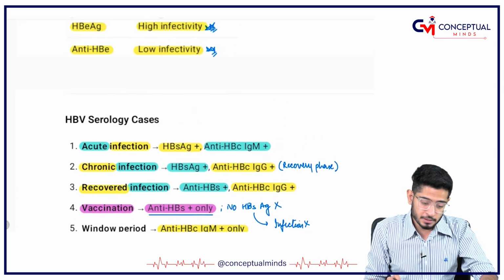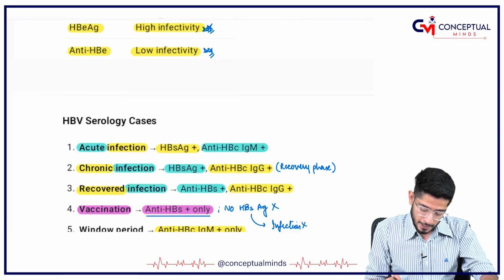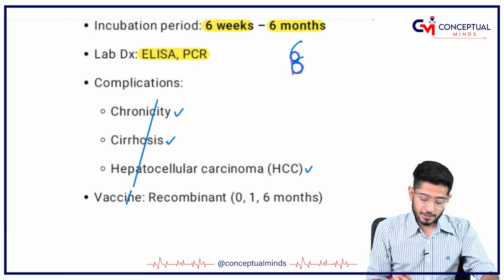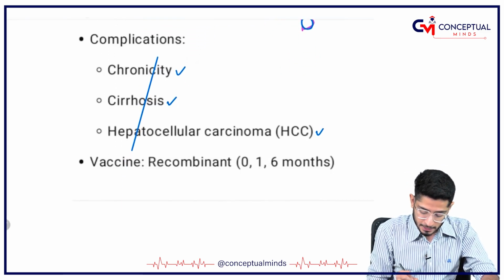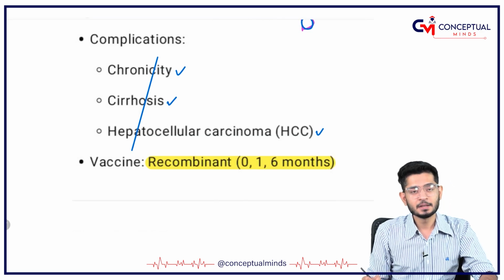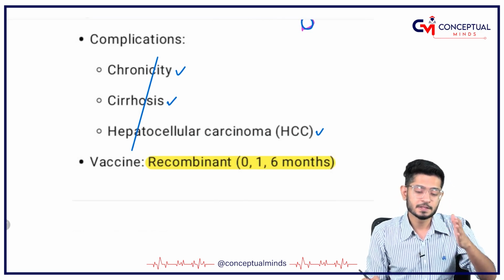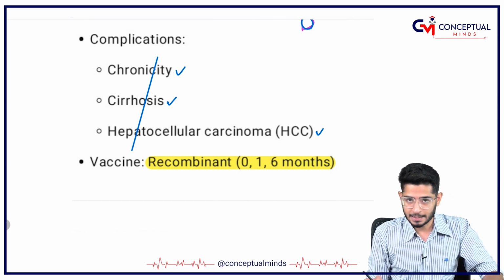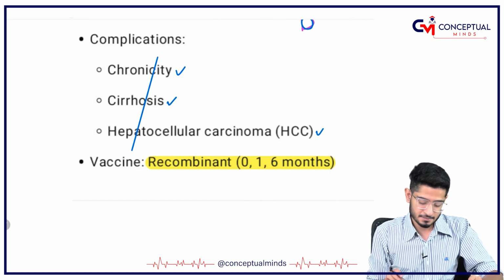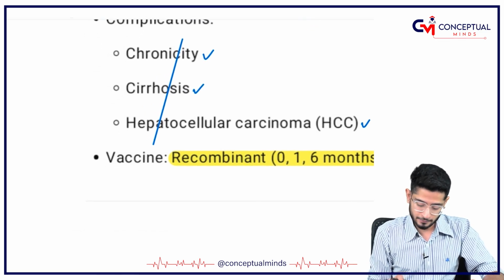So this was about the serological markers of hepatitis B. Okay. So dear friends, coming on to the vaccine, there is a recombinant vaccine which is given at an interval of 0-1-6 months. Okay, 0-1-6 months. This is the dose you have to give.